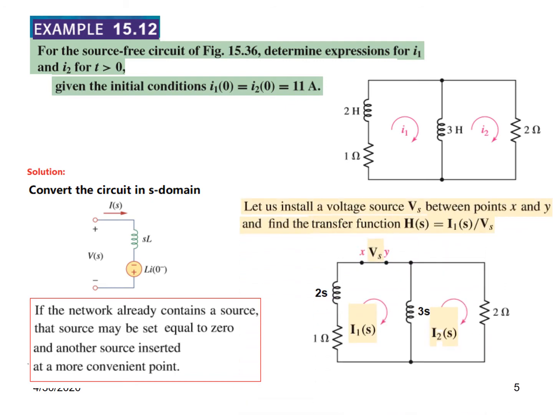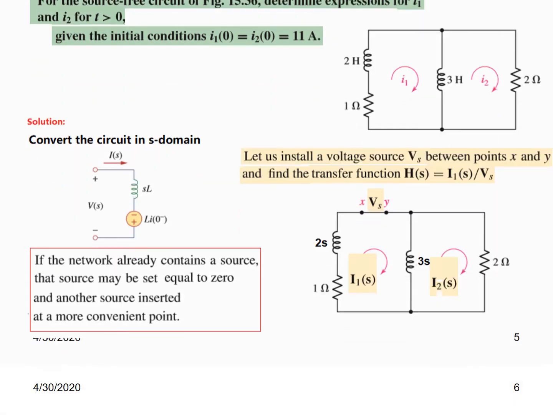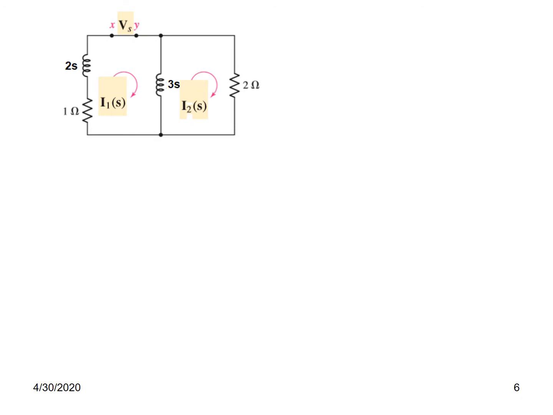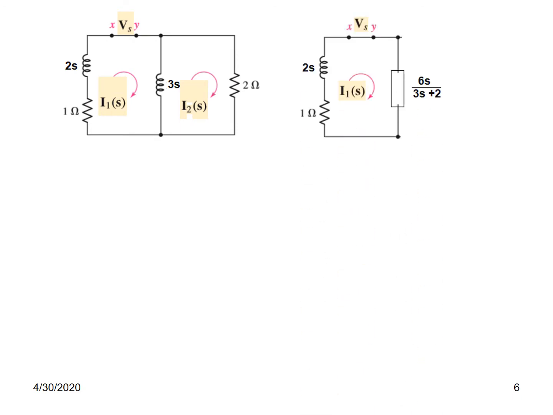So our S equivalent circuit will be something like this. 2H will become 2s, 3H will become 3s. The remaining terms, the currents, will now be in the S domain. And we'll insert a voltage source Vs at points X and Y. And then we can find the transfer function H(s) equal to I1 divided by this voltage source. Okay, so this is the circuit that we have.